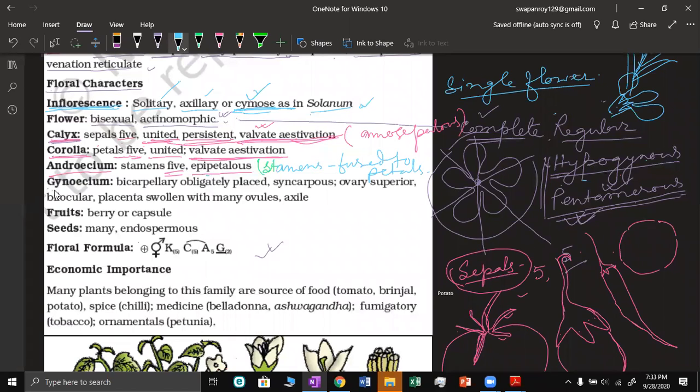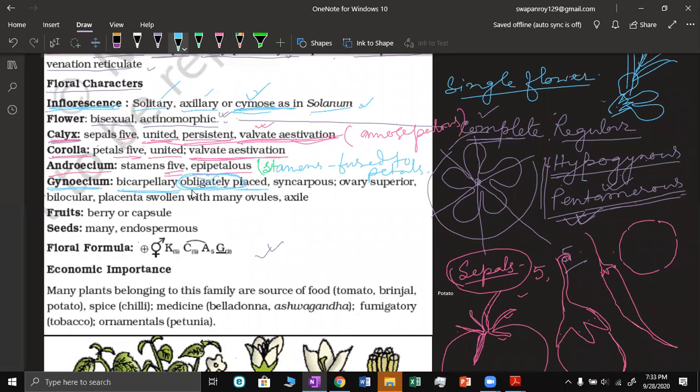And the gynoecium is made of carpels. So how many carpels are there? That is important. Here there are 2 carpels. It is called bicarpellary. See here, this one you please correct in the book. This is a printing mistake.